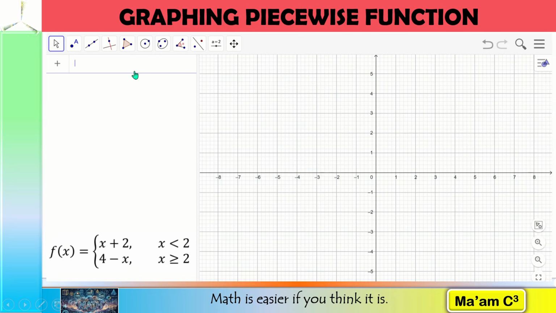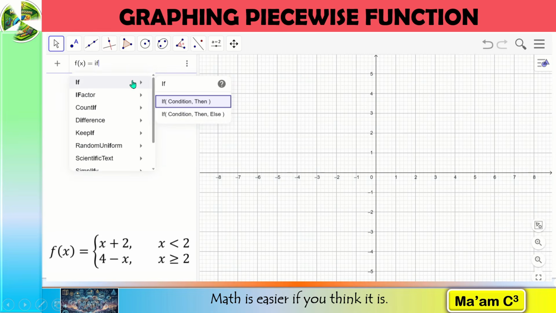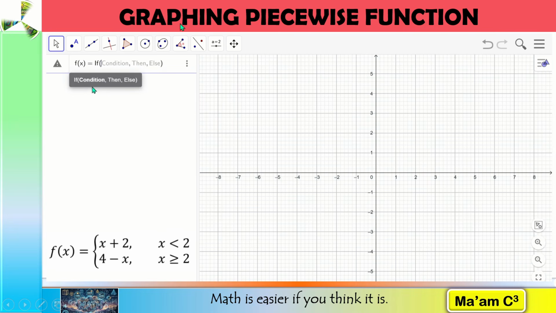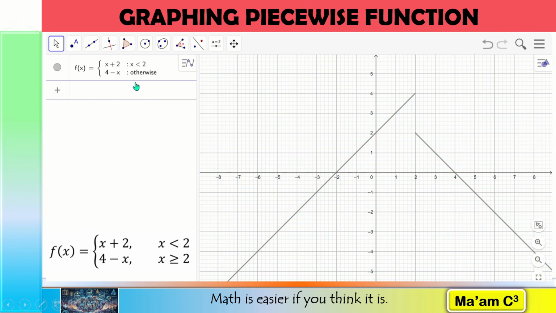Let's key in our function. So we have f of x is equal, type in "if", and then choose if condition, then else. So if the first condition is what? X is less than 2, comma, then what is our f of x? X plus 2, comma. Then our else is 4 minus x. Enter. So now here is our graph.